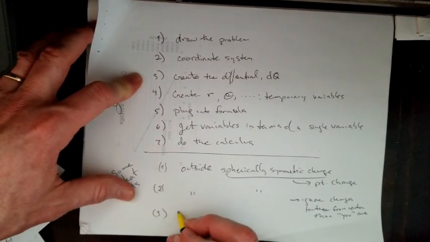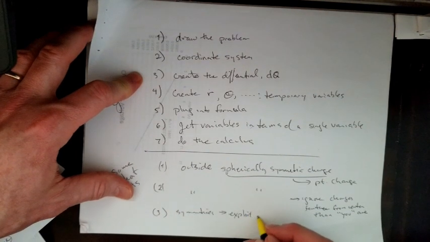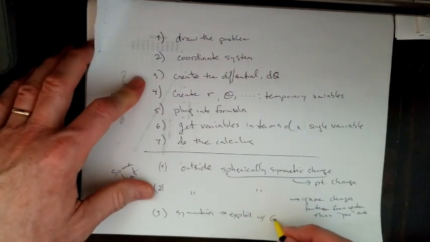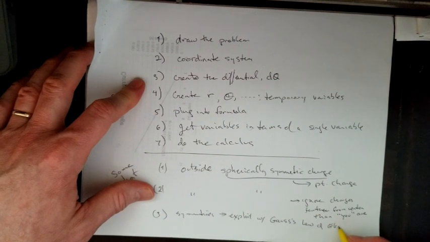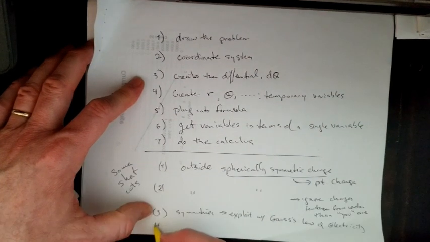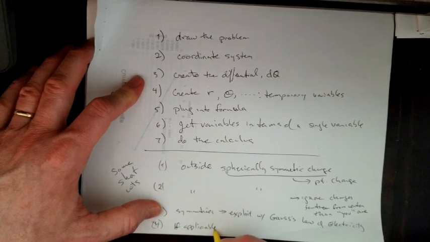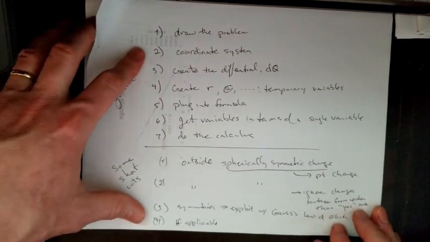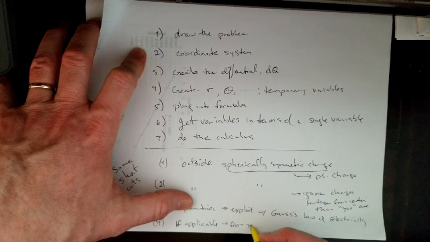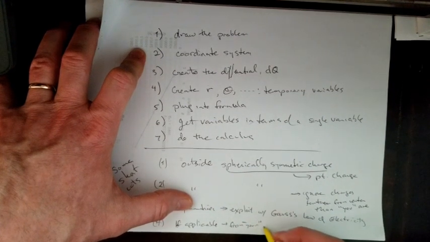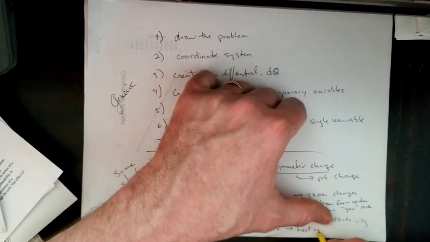3, if there are symmetries, you can exploit that with Gauss's law, for the most part in this course. And then 4, if applicable, and that makes it incredibly vague, but if applicable from your point of view, same you as in that, so I guess in quotation marks your point of view, treat as point charge.